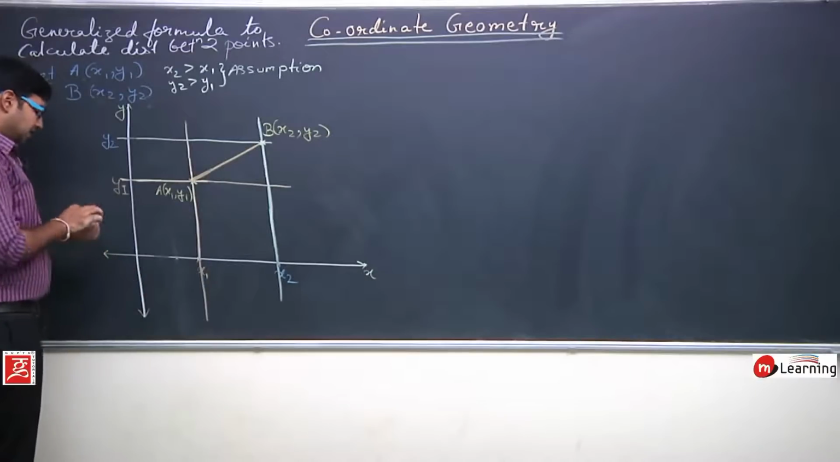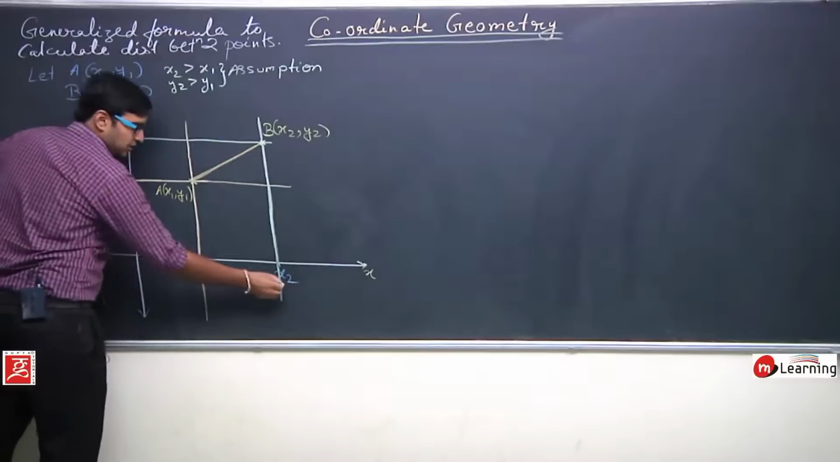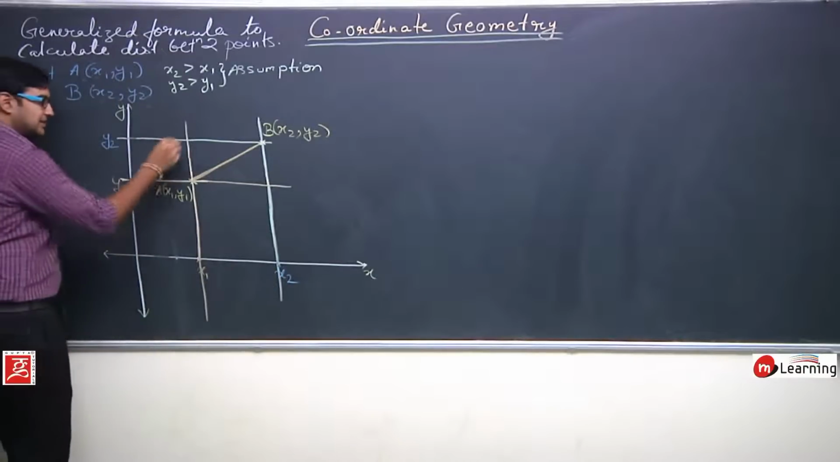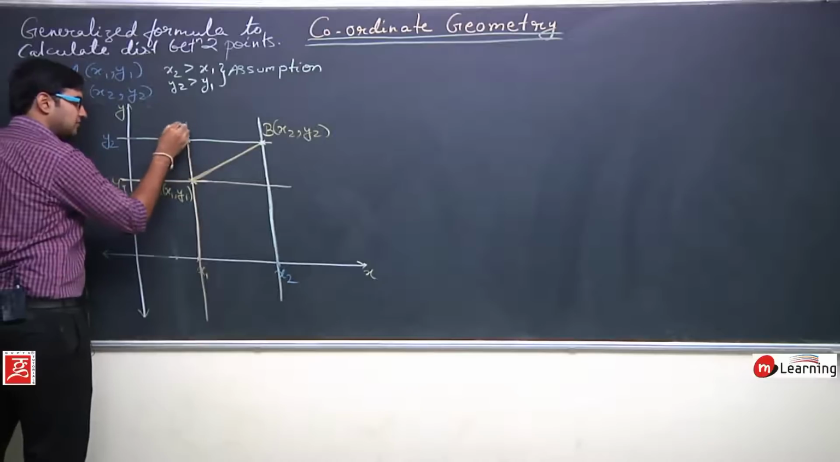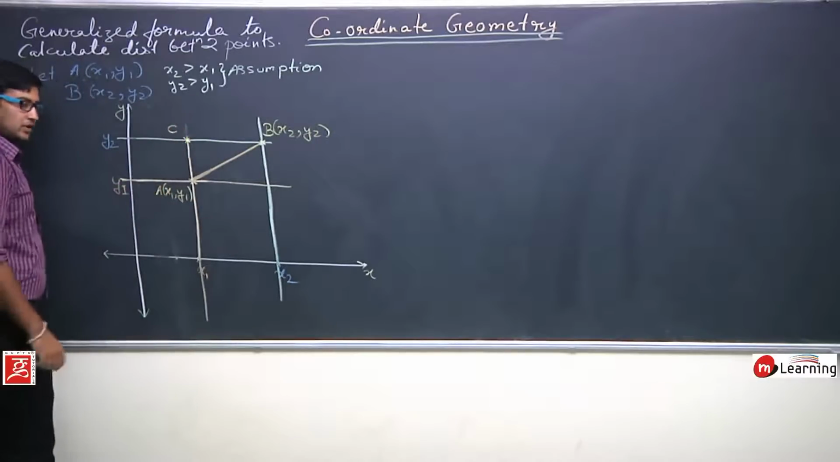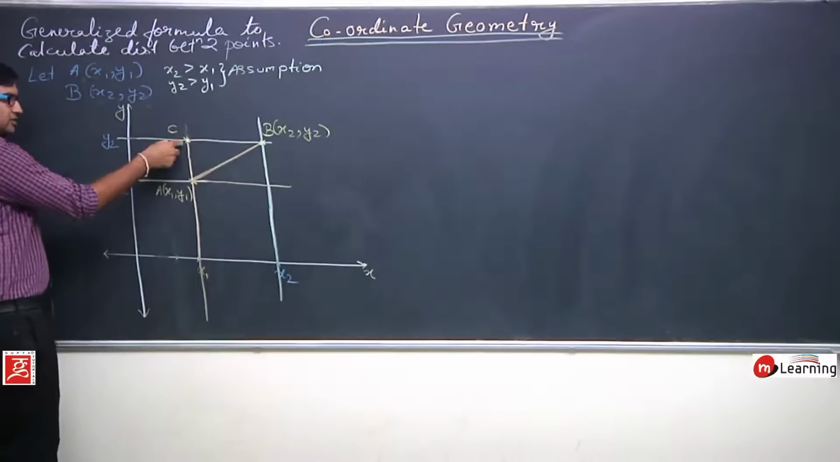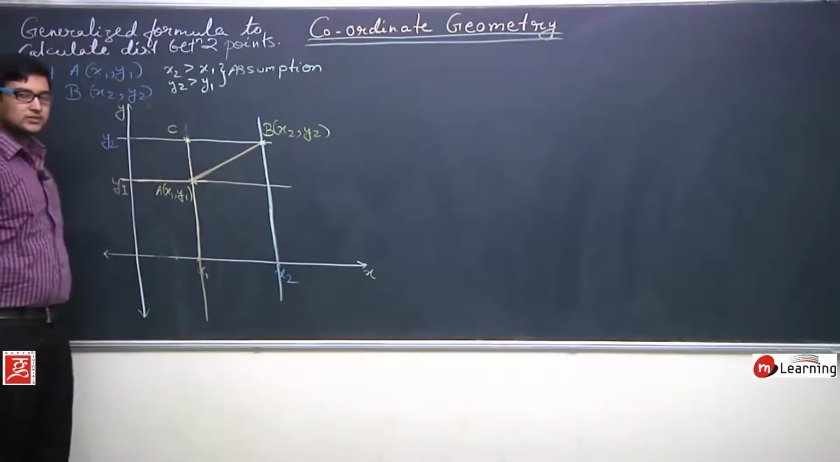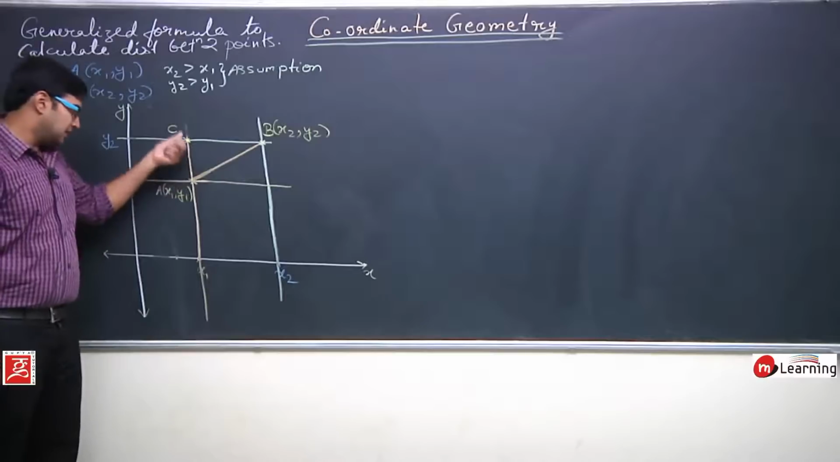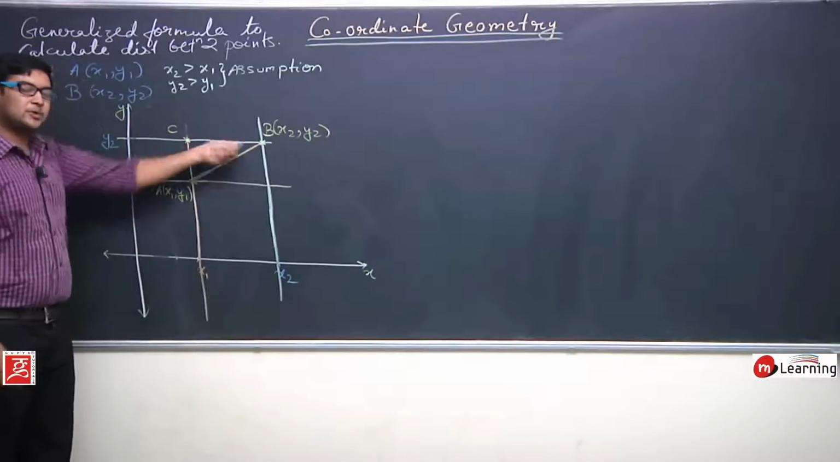Now this point is x1, this point is x2, this point is y1, this point is y2. Let us say this point is C. Now what will be the coordinates of this point C? The coordinates of C will be determined by this perpendicular and this perpendicular.